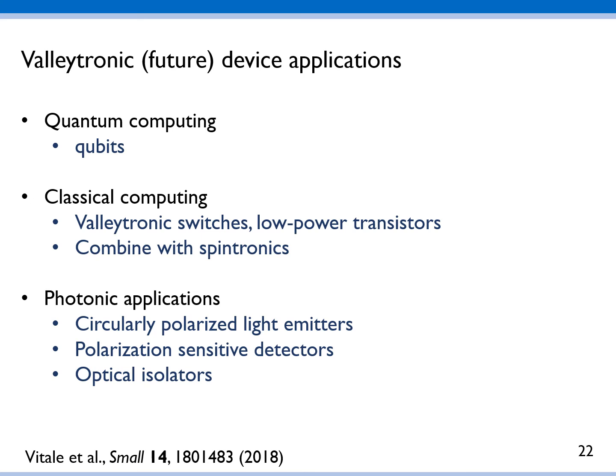And finally, it's also straightforward to think of photonic applications. For example, you could use valleytronics to produce circularly polarized light emitters, and very small ones, and polarization sensitive detectors. You could also maybe use them for optical isolators, where the radiation can pass through the optical isolator in one direction, but not in the other direction.